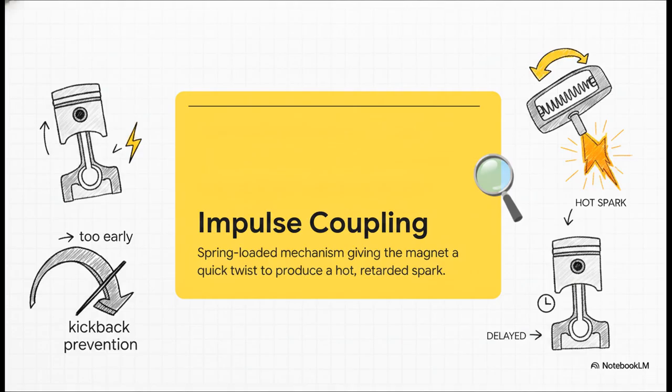So the totally ingenious mechanical solution you're going to study is called the impulse coupling. Basically, it's a spring-loaded catch-and-release mechanism. It temporarily holds the magneto back, winds up a heavy spring, and then snaps the magnet forward at a super high speed. This gives us a nice hot spark, and, just as importantly, a delayed or retarded spark that totally prevents that dangerous engine kickback.